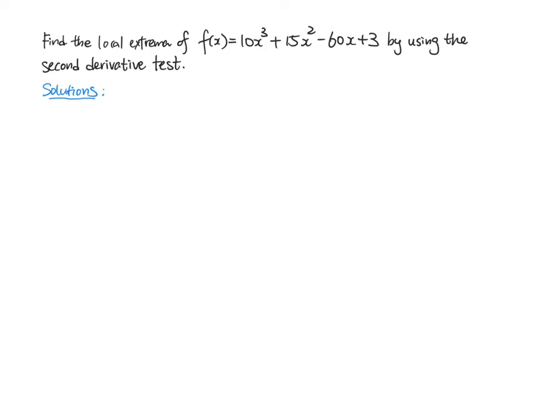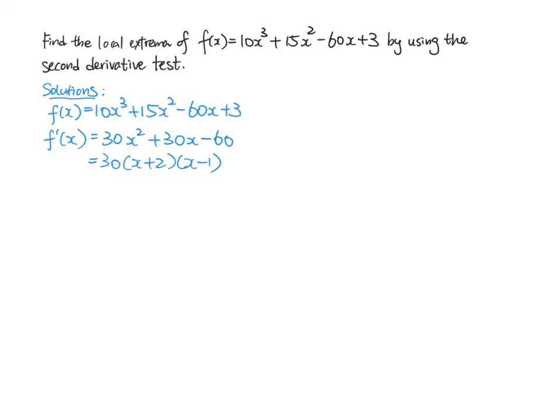So let's take a look at this very quick example. Find the local extrema of this function by using the second derivative test. First of all, of course, we take the first derivative. After factorizing it, I then set it to 0. So far, all we're doing is exactly the same as our previous example when we used the first derivative test. Now here's where the second derivative test kicks in. You take the second derivative by differentiating the first derivative, and then you put in these two numbers.